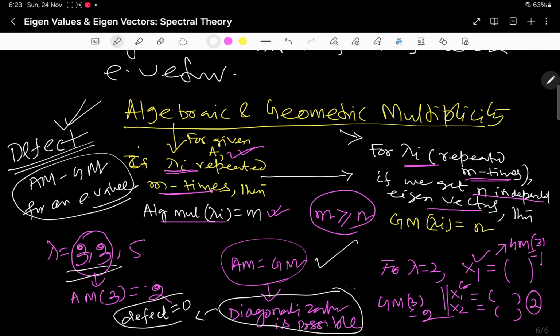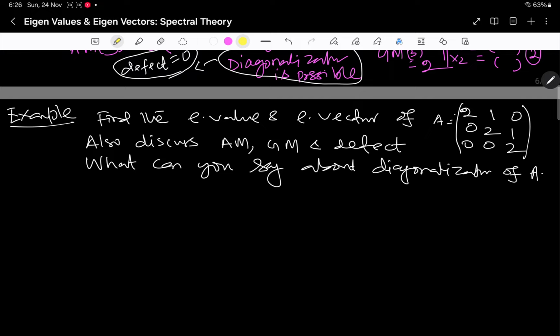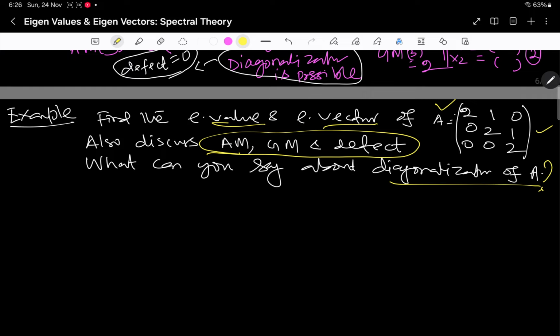Okay, for the details of this I will tell in diagonalization. The defect is equal to 0. So let us discuss some simple cases. A question is asked: a matrix A is given and you are asked to find the eigenvalue and eigenvector. Also discuss algebraic multiplicity, geometric multiplicity and defect, and what can you say about its diagonalization, whether it is possible or not.